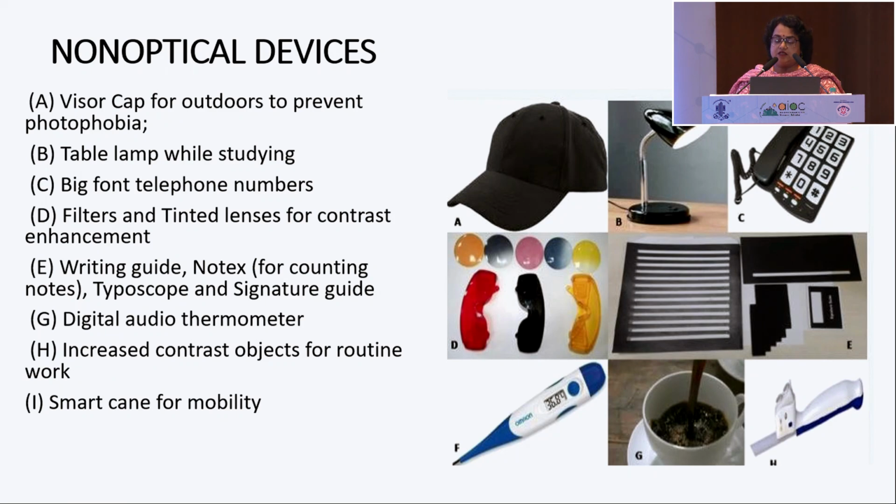Non-optical devices are not the less important. We can have visors, table lamp, big font telephones, writing guide, note text, or the talking devices, devices which increase or decrease the contrast and illumination, and for totally blind patients, smart cane with audio and tactile guides. These will not enhance the vision of the patient, but they can definitely help in living a better life and for vocational training.